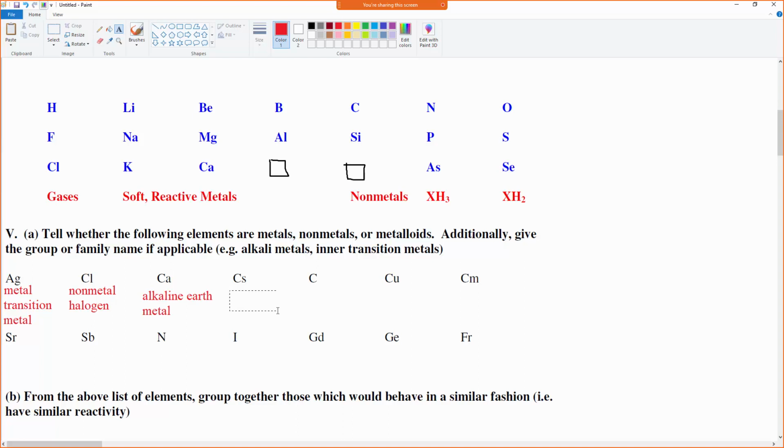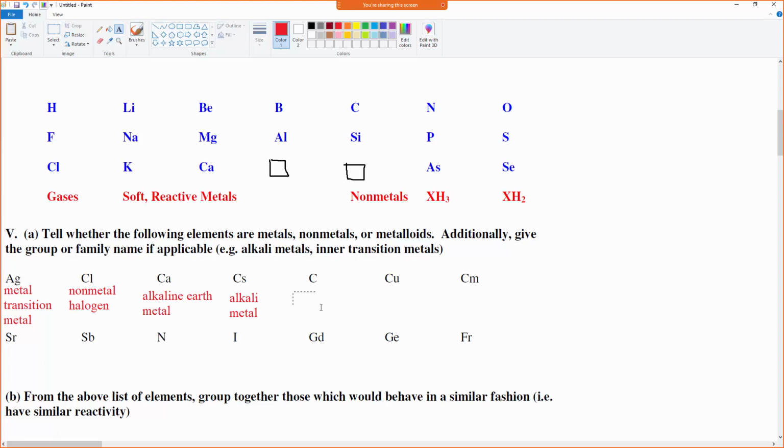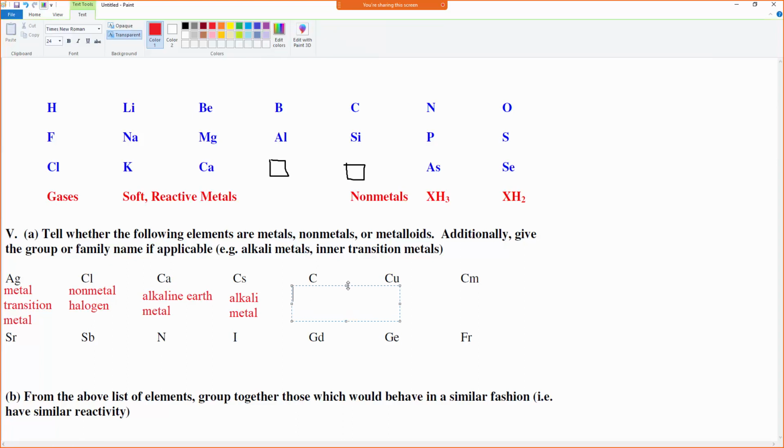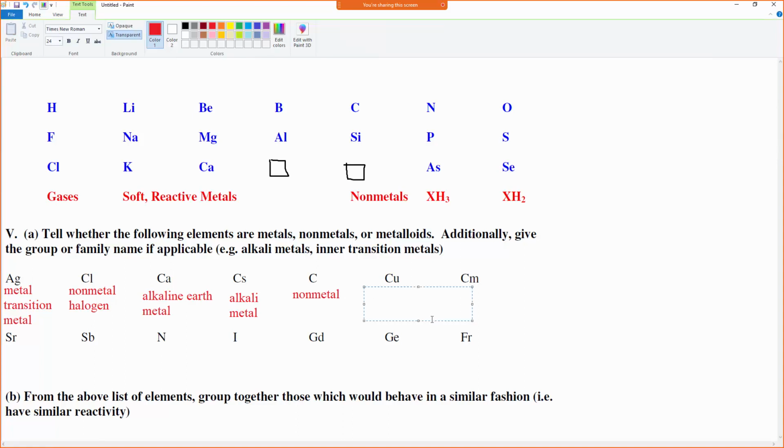Alkali metal. Perfect, Danielle. Yeah, that's cesium. Alkali, yeah. Perfect. And carbon, C. Metal. Excellent. And copper, Cu. Metal, specifically a transition metal. Perfect. What about Cm?